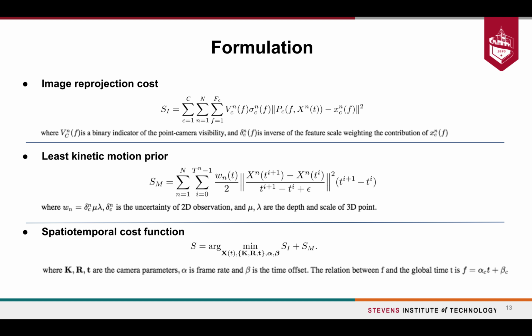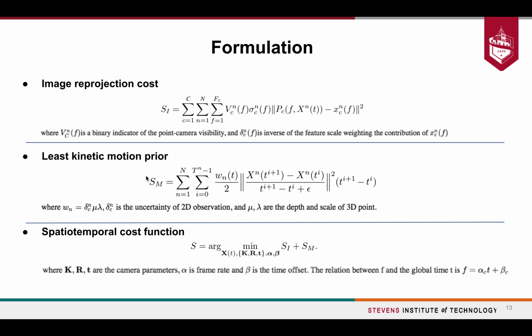Here is some formulation. The first one is the reprojection error, which projects the X to the camera and computes the error. Here the V is a binary indicator, which means if this point is visible, it's 1. If not, it's 0. And this one is the inverse of the feature scale weight, which is trying to weight the contribution of this X.